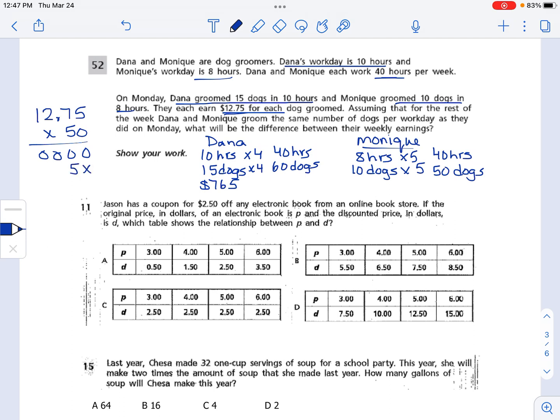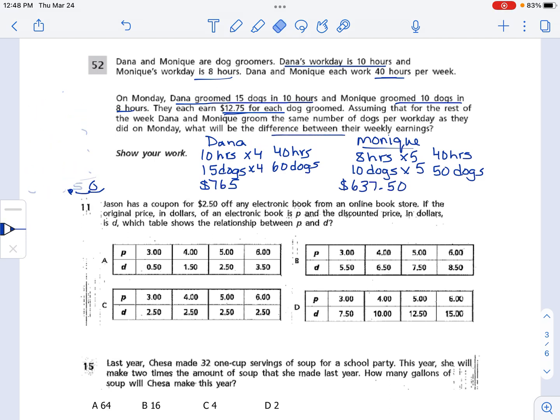Placeholder, that's 25. 5 times 7 is 35, plus 2 is 37. 5 times 2 is 10, plus 3 is 13, and that would be a 6. So we've got 0, 5, 7, 3, 6. Again, 2 decimal place values in our factor. That means we need 2 in our product. So Monique has made $637.50. We want to know what's the difference between their weekly earnings.